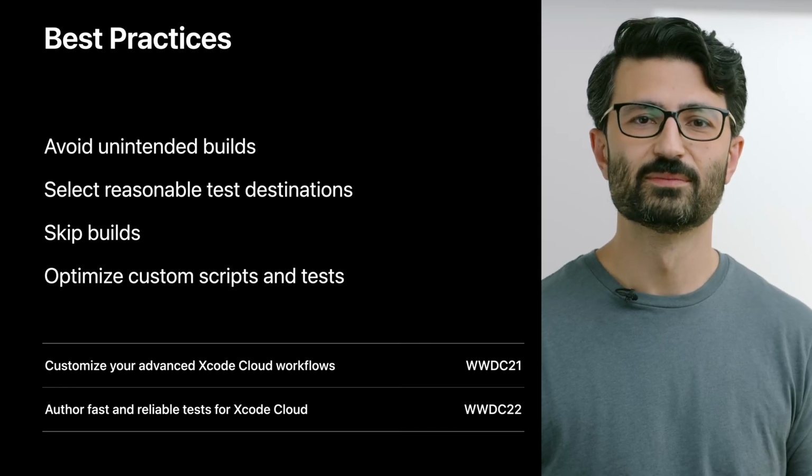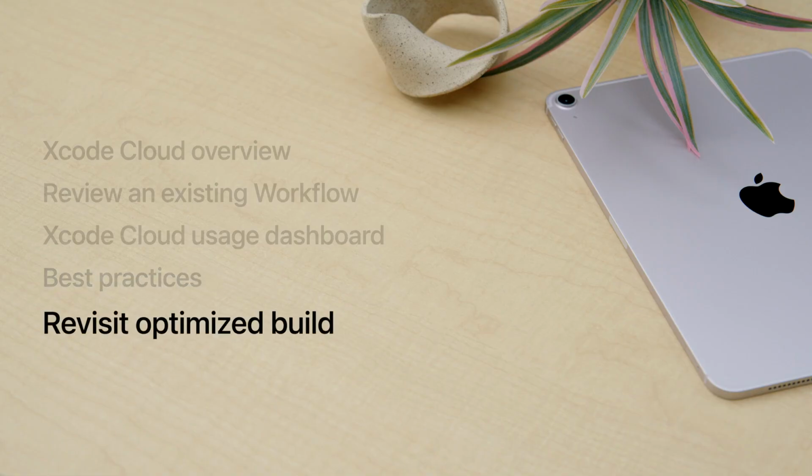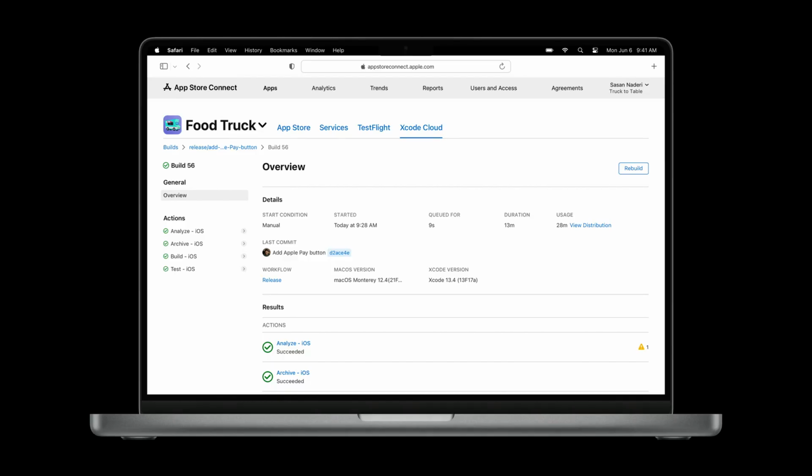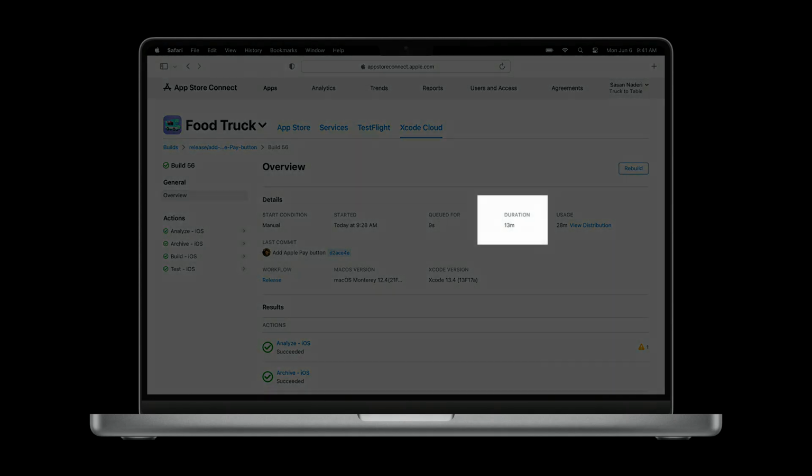So far, we've discussed some best practices and applied them to the food truck project. Let's see what sort of impact those changes had by comparing the build from earlier with one from our updated workflow. This is a build that was started after applying the best practices. Compared to the previous build that Adam showed us, the duration decreased by a minute, but the usage reduced by 4 minutes. It looks like we've made some good improvements overall.